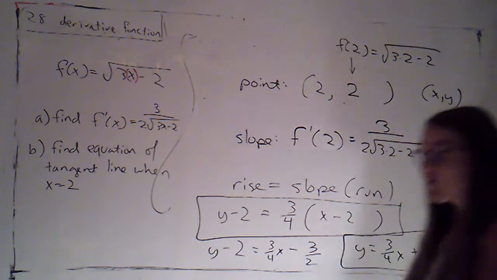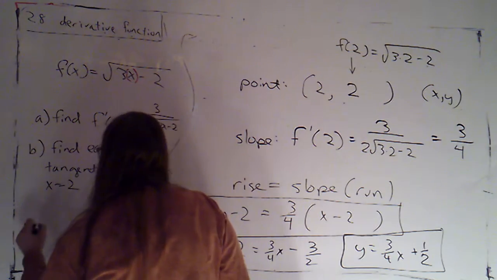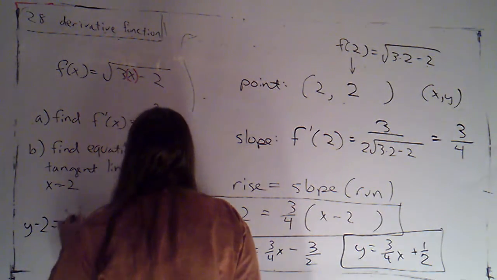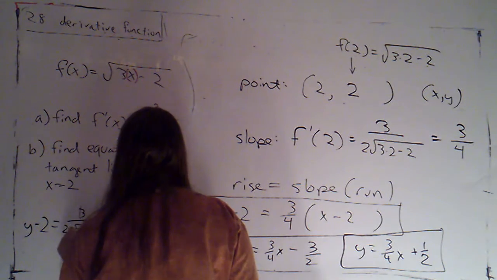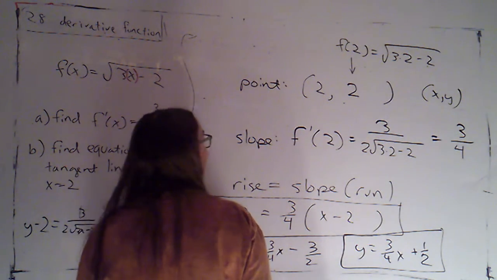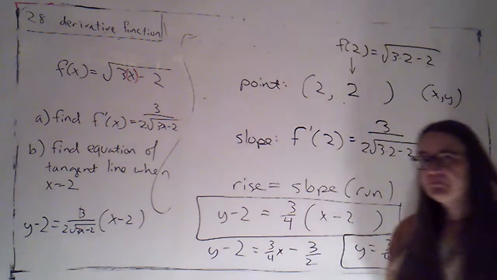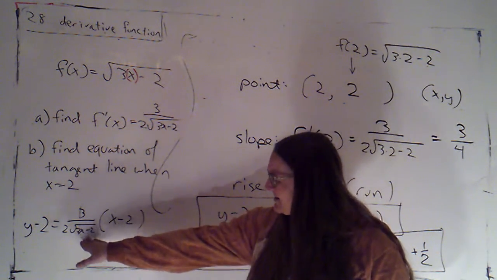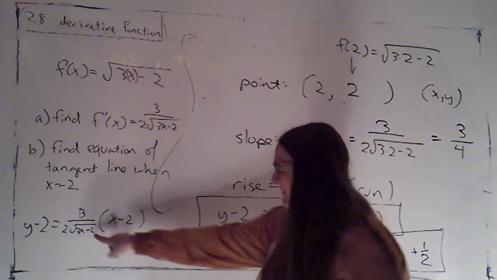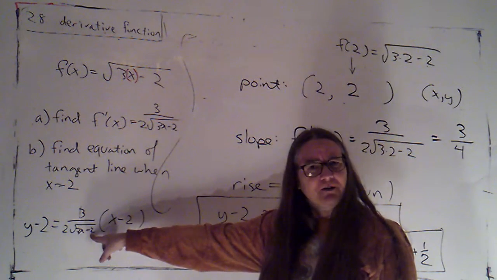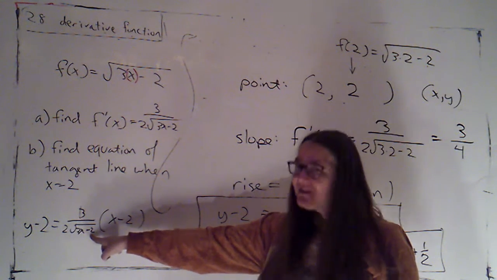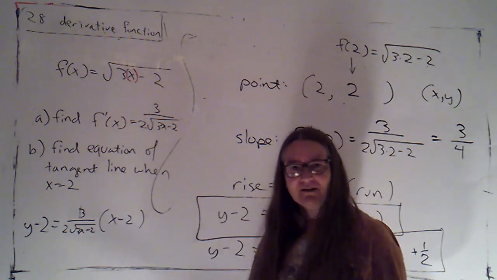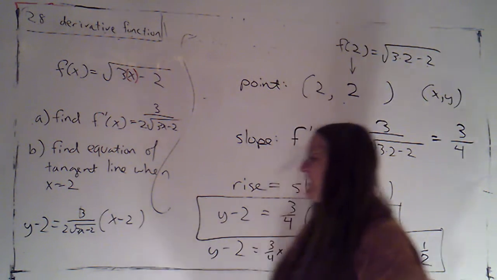What is not correct would be y minus 2 equaling 3 over 2 root 3x minus 2 times x minus 2. What I did there is I just said this was a line, but I've got square roots in my formula for a line. That's not possible. I know that lines do not have square roots of variables in their formula. Lines are very simple algebraically.